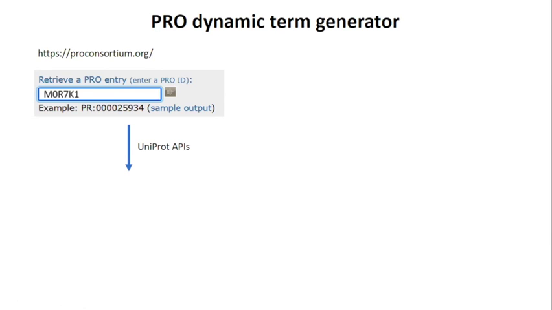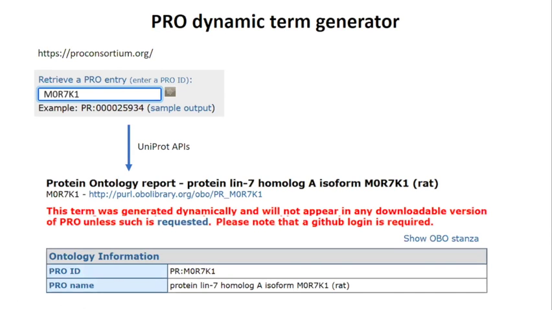It'll run through a few UniProt APIs to gather information, and if all is well, it'll output a page providing the requested term, along with a warning banner telling you that it's dynamic and it's not actually in PRO unless you request it, and you have the option to review the OBO stanza. So rather than go through a rather complicated flowchart of how it works, I'll just mention a bit about the queries used and the kind of information obtained.